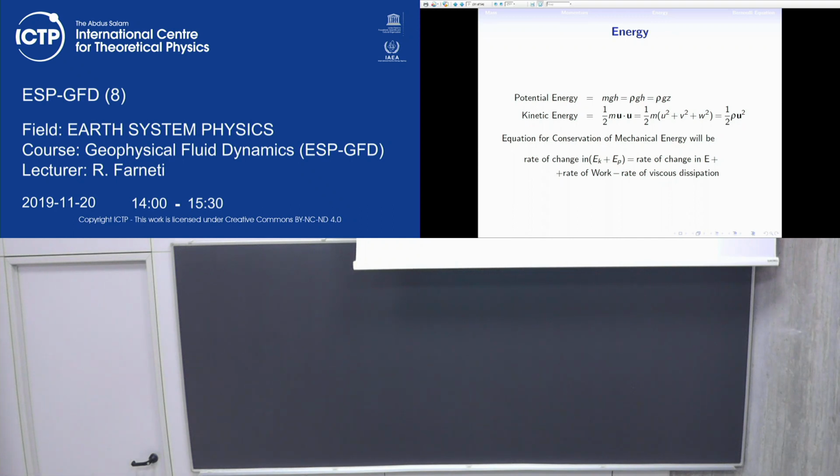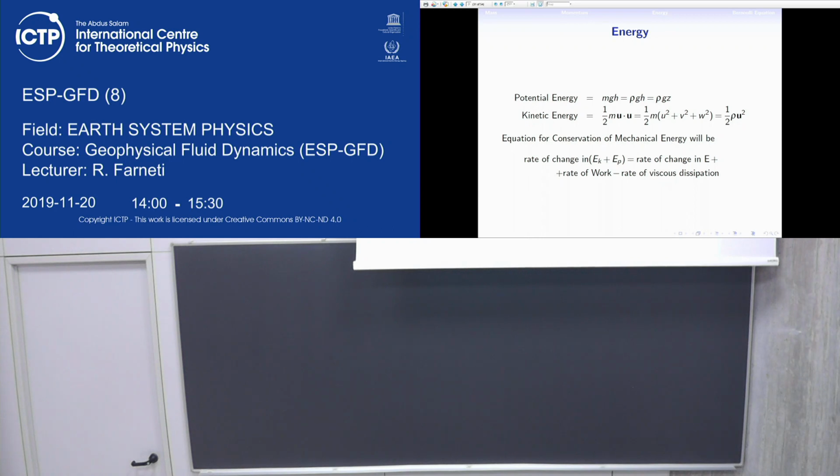Okay, so we're going to do the mechanical energy equation. So what we're going to work with is both the kinetic energy and the potential energy. Okay, potential energy, we all know this. Potential energy is mgh. At the end of the class, I'm going to show you a very nice movie. Potential energy is mgh or rho gh or rho gz. Right, and the kinetic energy is half of mass u squared.